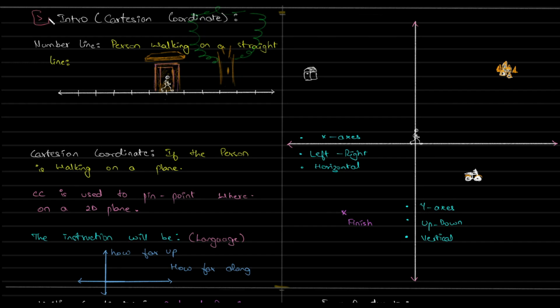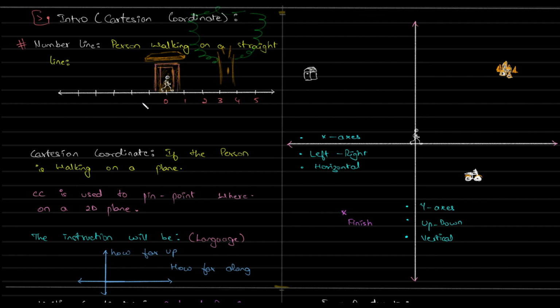Introduction to Cartesian coordinate. To understand Cartesian coordinate, we need to start with the number line, because that's where things start. I have a person to whom I want to give some instructions. That place, I'll call it 1. I want him to go near the tree. I'll tell him you need to go 3, not steps, 3 meters in front of you, right? So he moves 3 meters in front of him and he finds the tree.